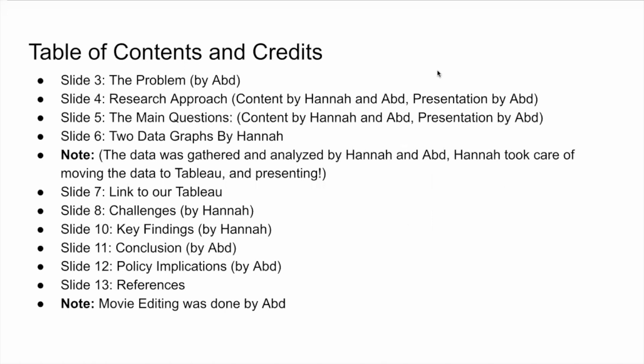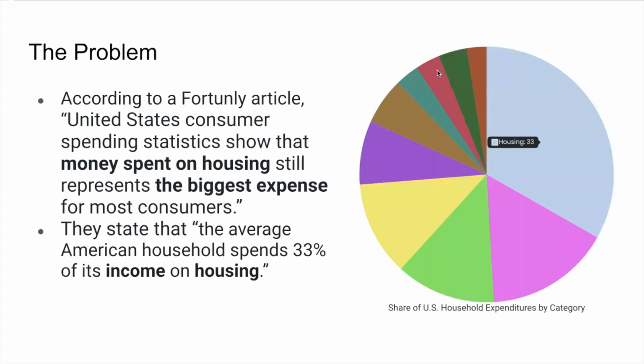So here's our table of contents. The problem we decided to focus on is about housing expenses and their proportion to households' income. According to an online article we found, housing expenses represent the biggest source of expenses of households' income in the US. On average, 33% of households' income is gone just on housing.